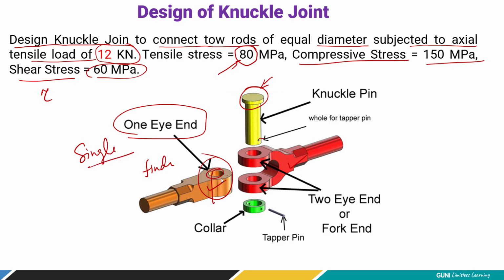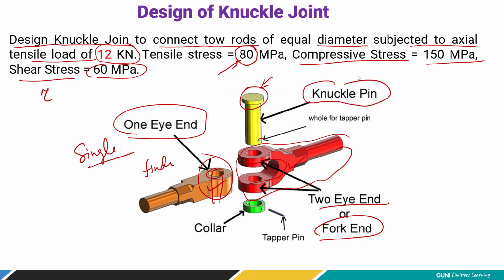एक ही eye है यहाँ पे, ठीक है। This part is also referred to as two eye end or fork end. उसका जो shape है fork के जैसा है. That's why it is referred to as fork end. Now this main joining component is the knuckle pin. Many students refer to it simply as pin. Okay. And lastly, we have the collar and the taper pin, which simply keep this position fixed between the two components.